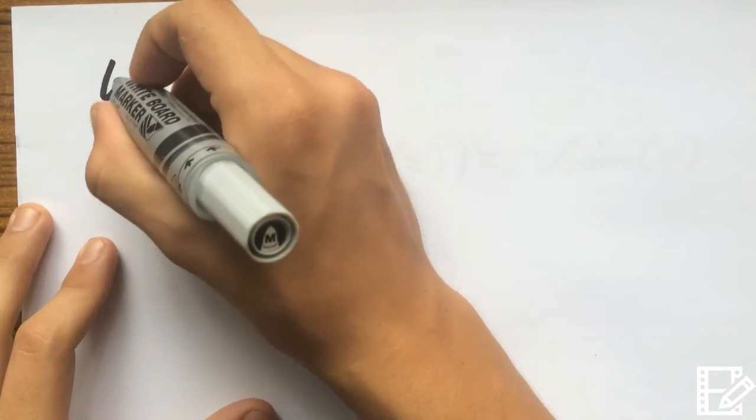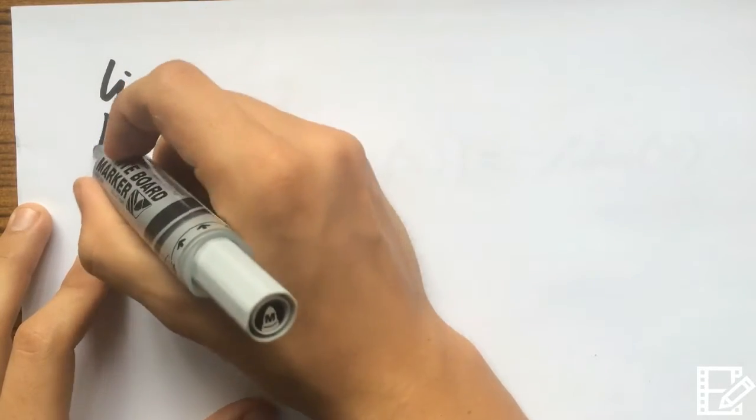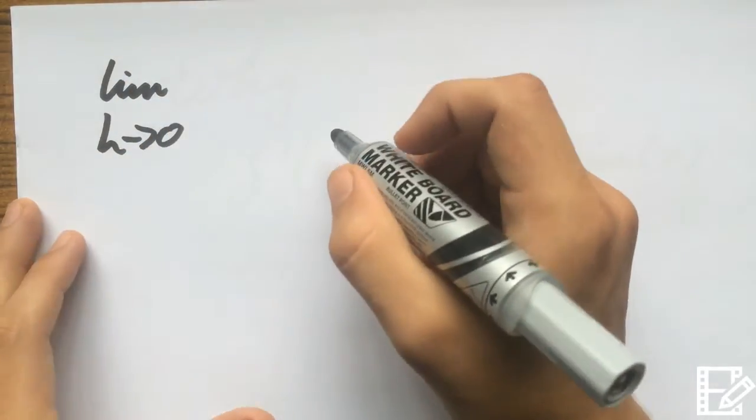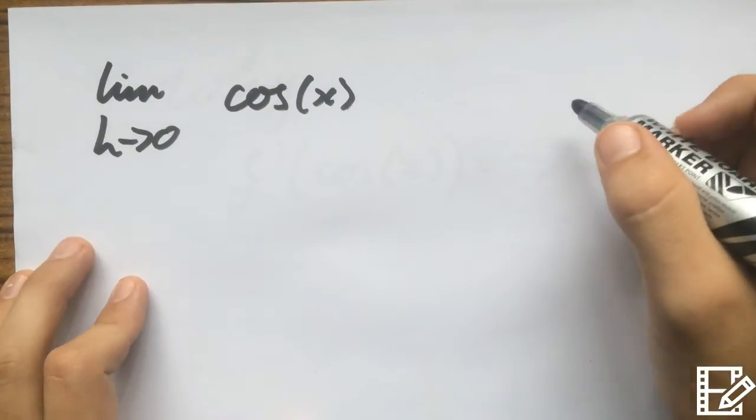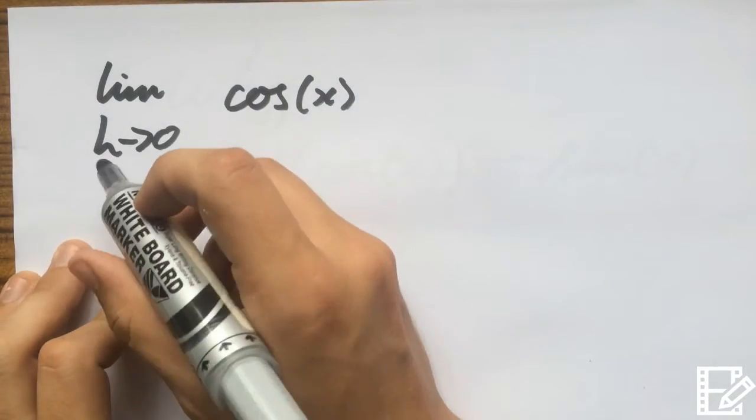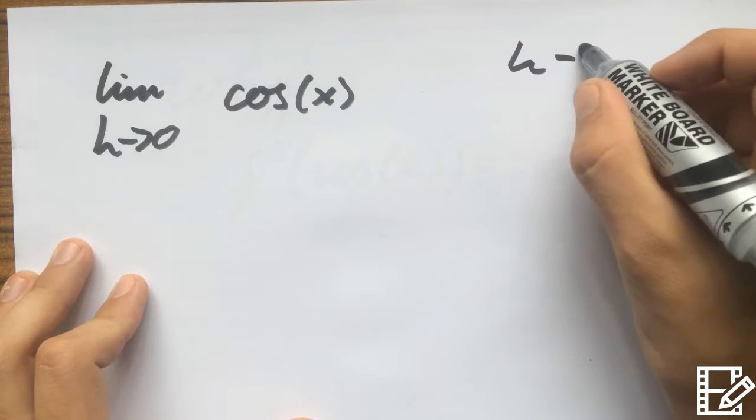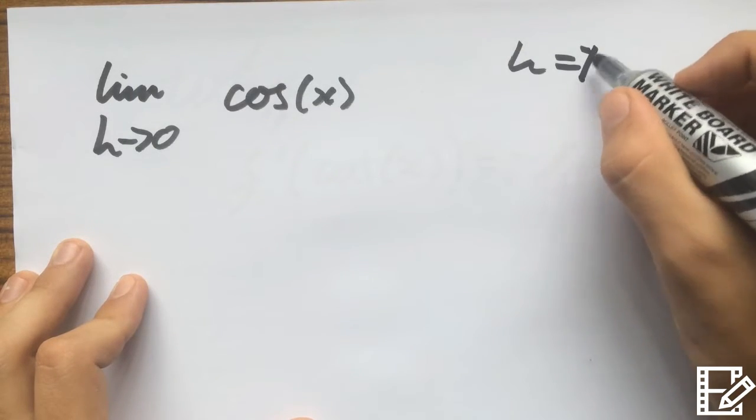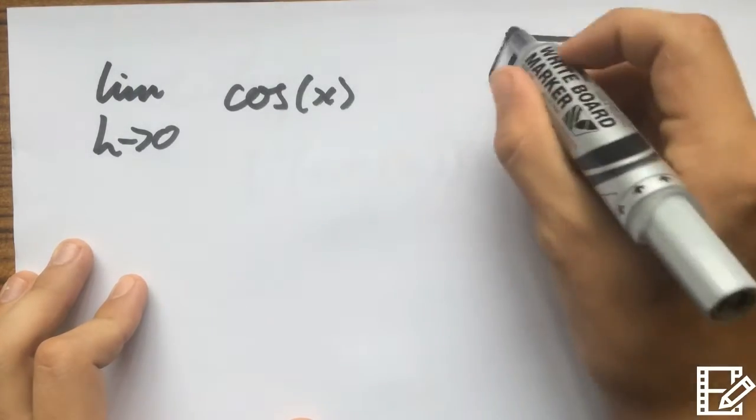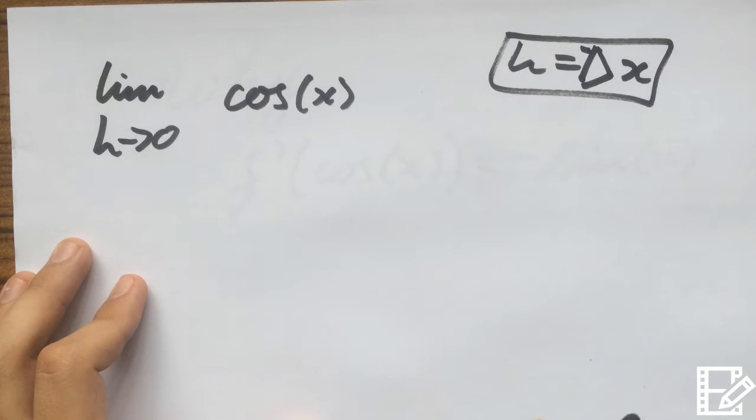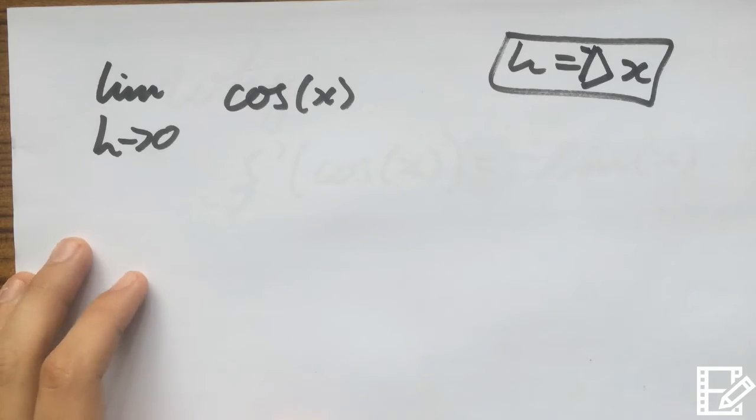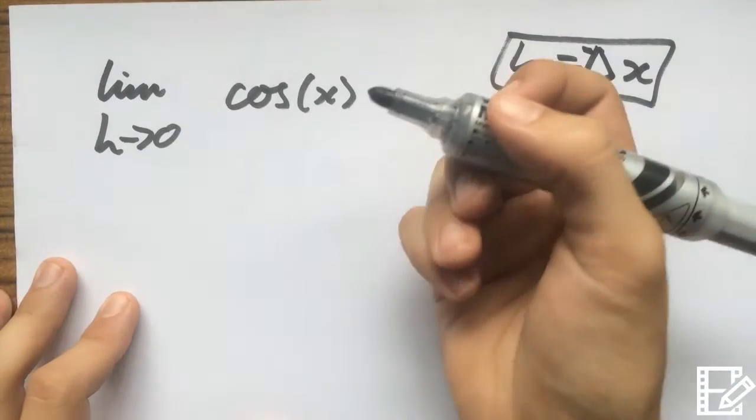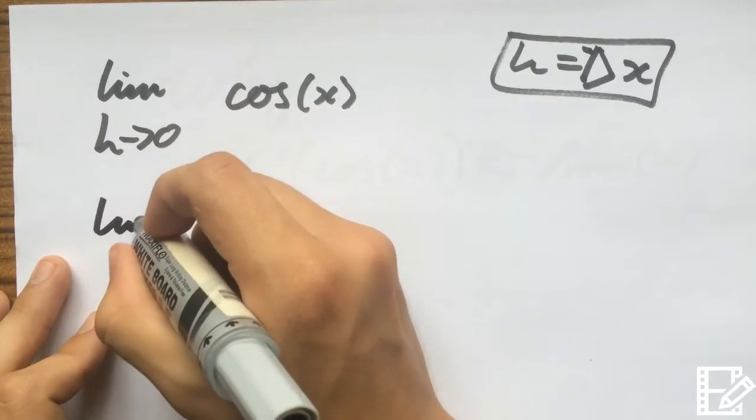Okay, so the long way. The limit as h approaches 0 of cos x. Now, if you watch my other videos, you would know that h is equal to delta x, which is the change in x. And you should watch the other videos because I will use techniques in this video from those videos. Okay, anyway, let's get to it.